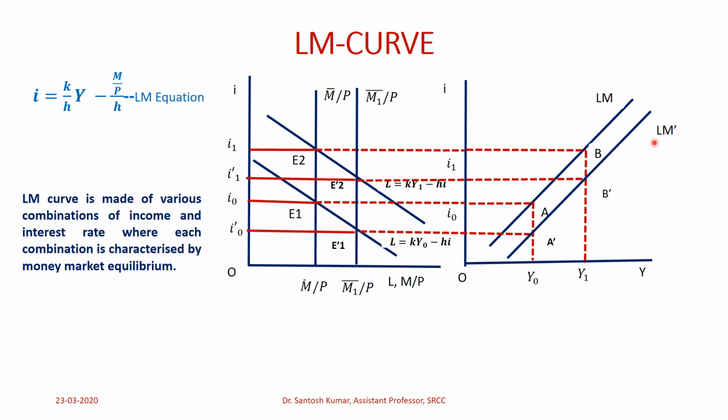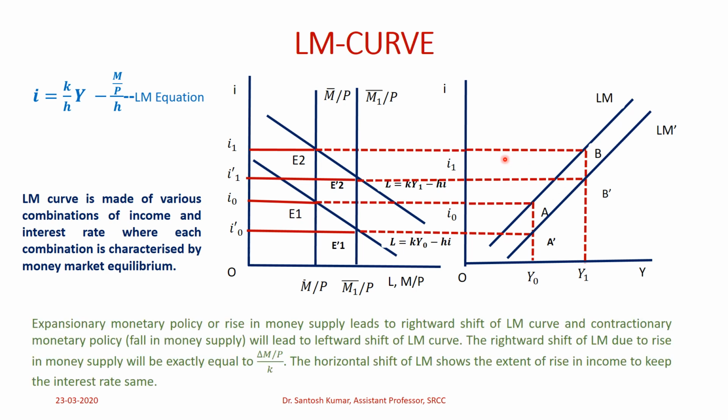So what has happened here is that if money supply has increased, the LM curve has shifted rightward. With the same logic, if the money supply falls, what would happen? At Y0 the interest rate would be more than I naught, and at Y1 the interest rate would be more than I1, and in that situation you will get a new LM curve located to the left hand side of the LM curve. So what does it mean? If money supply rises, the LM curve shifts rightward, and if money supply falls, then the LM curve shifts leftward, right?